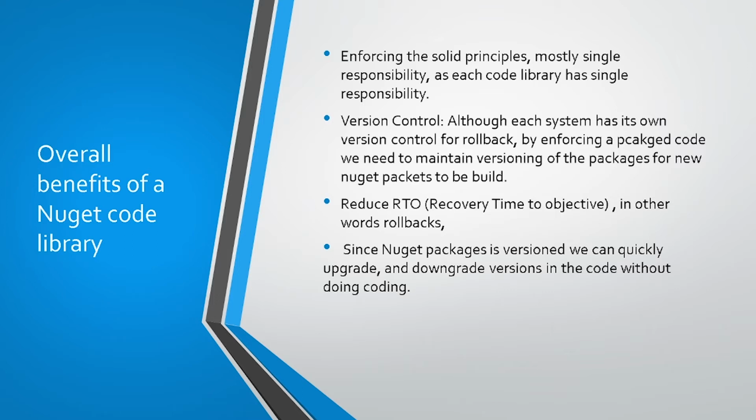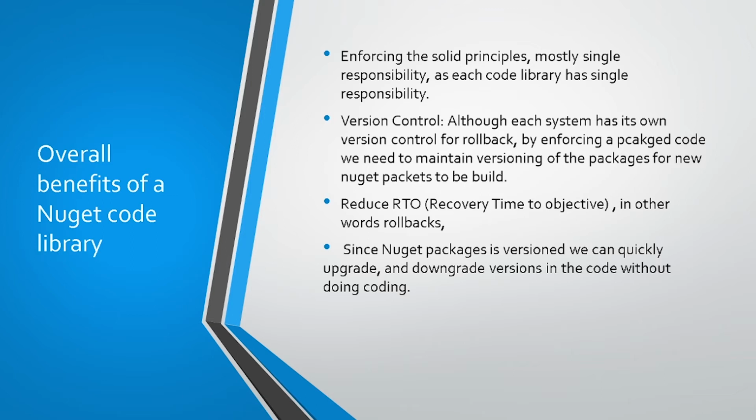Although each system has its own version control for rollback, by enforcing a package code, we need to maintain versioning of packages for new NuGet packages to be built. Now this enforces your code to be actually versioned. We reduce the recovery time objective, in other words, rollbacks. If I have an application that uses this NuGet package and 10 other applications, or let me rather say 10 applications that use the same NuGet package, and one out of that 10 gets an error, I don't have to roll back the entire 10 applications. I can just roll back the one application's NuGet package to the previous version.